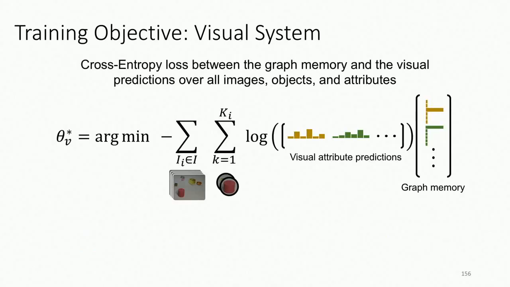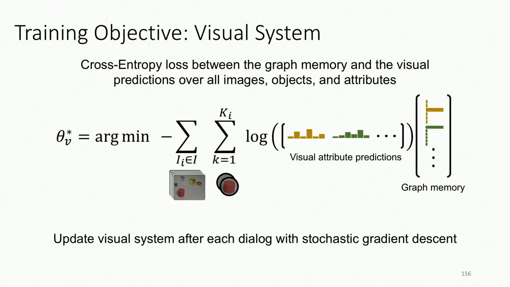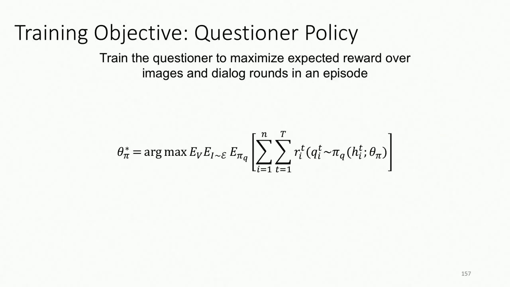And finally, we train the visual system and the policy together. For training the visual system, we use cross entropy loss between the graph memory and the visual prediction over many images, objects, and attributes. It's basic, conventional supervised learning, and we update the visual system after each dialogue with SGD. On the other hand, we introduce a question policy, and we train this policy with a reinforcement learning algorithm.